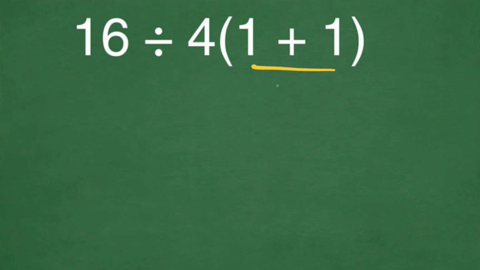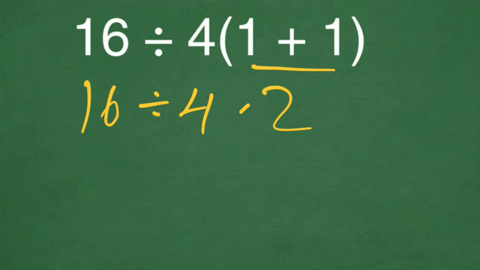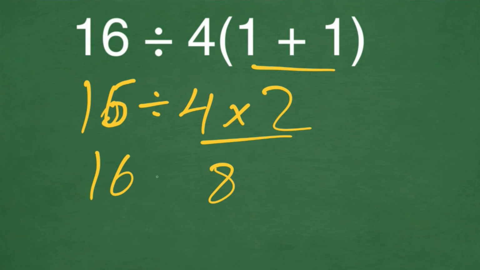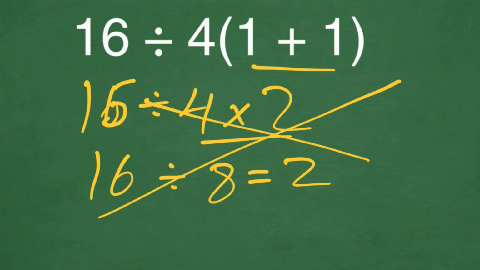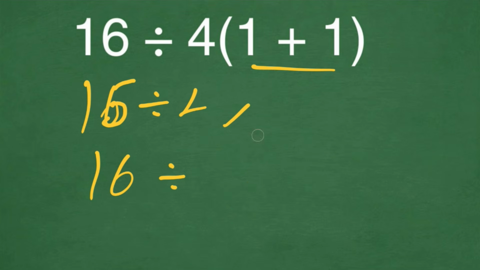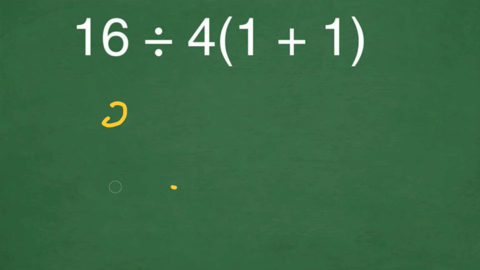1 plus 1 gives us 2, and 16 divided by 4 times 2 is going to be the next equation, and 4 times 2 is 8, and 16 divided by 8 gives us 2, but this is not the correct answer, because according to the order of operations PEMDAS, which I am going to write here.